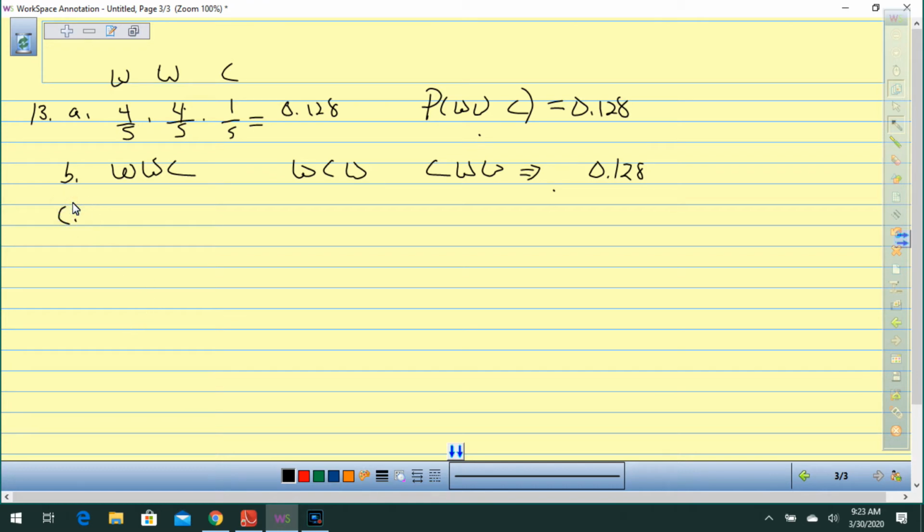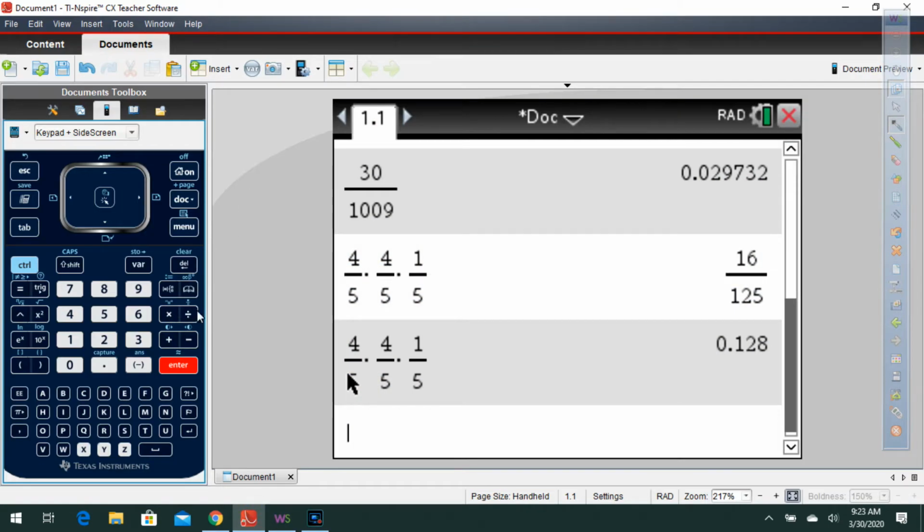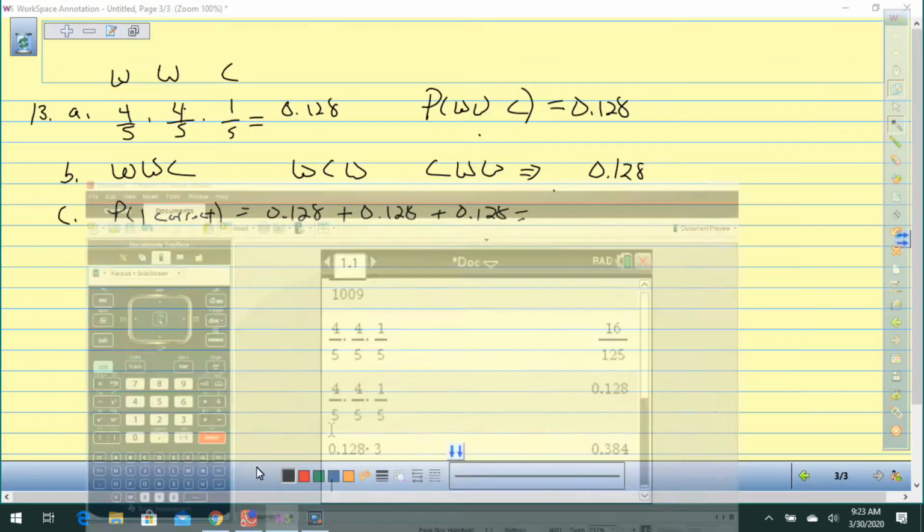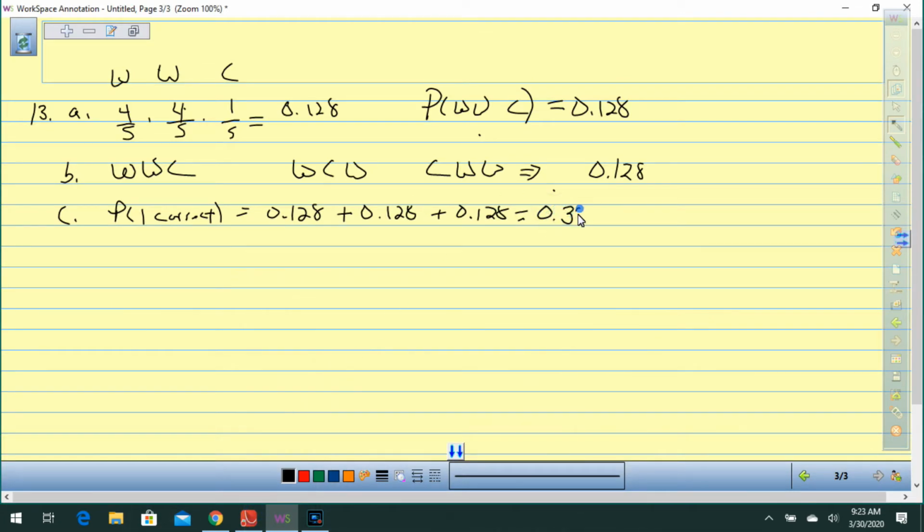C. Based on the preceding results, what is the probability of getting one correct answer when 3 guesses are made? So the probability of 1 correct with 3 would be 0.128 plus 0.128 plus 0.128. I'm going to do my calculator. 0.384. Cool. Number 14.